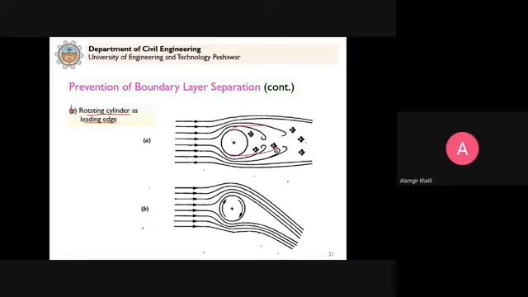If we rotate this cylinder, then you can see that this wake is reduced. Boundary layer separation is minimized. So this can be a method to prevent the boundary layer separation by rotating the cylinder. Clear? So these are the two methods that we studied.